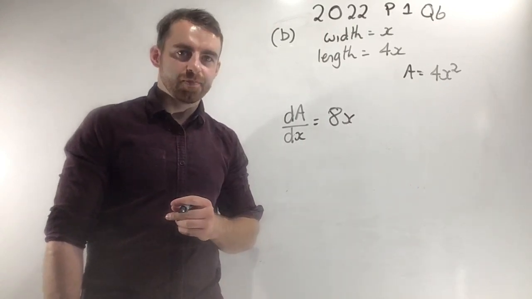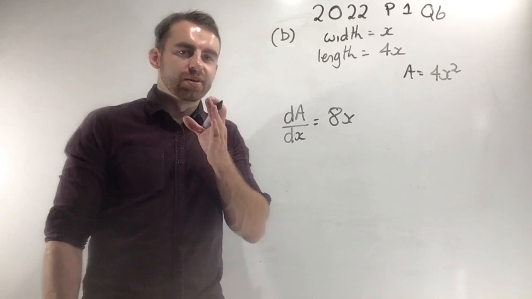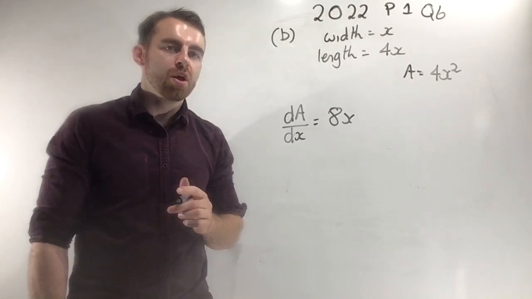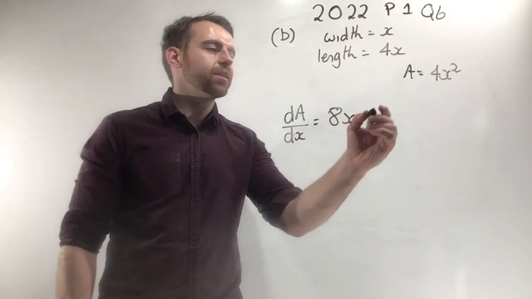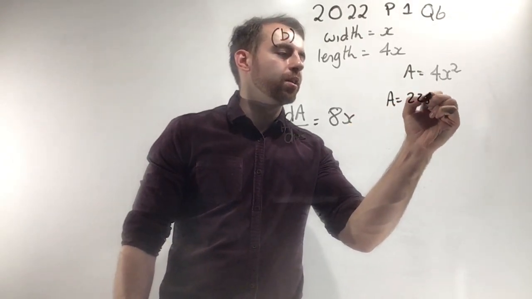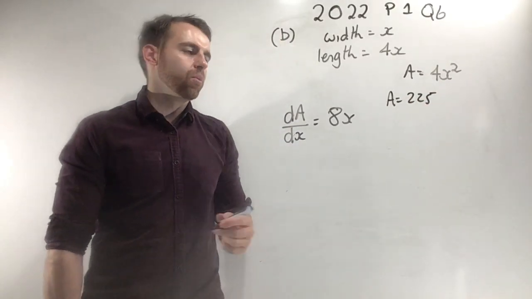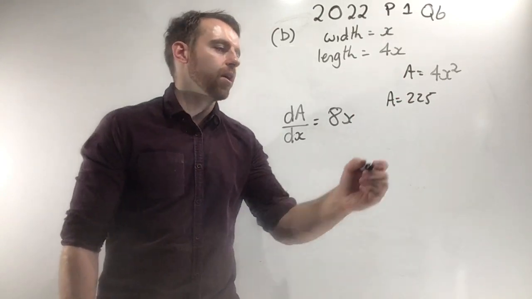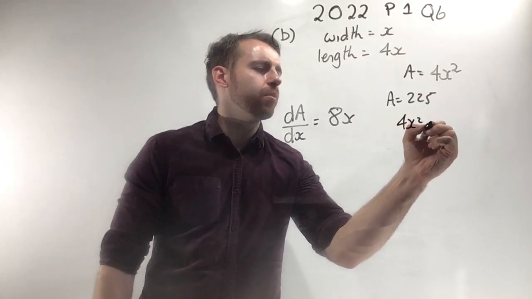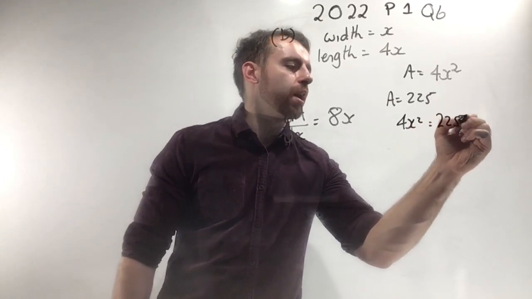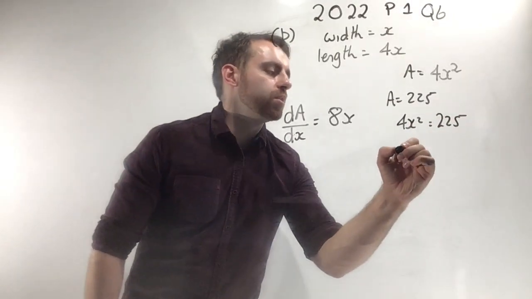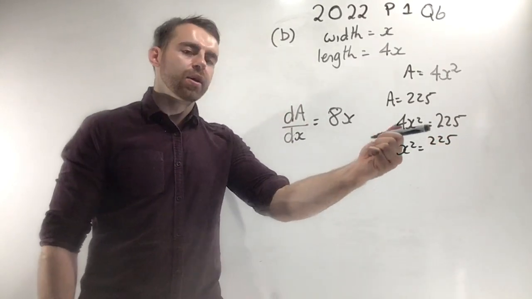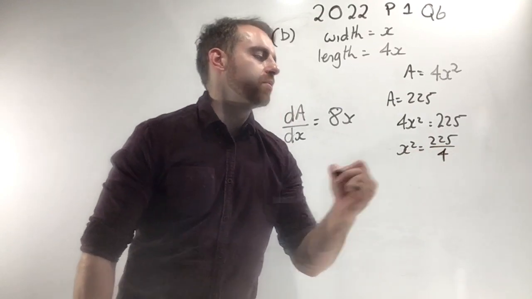Well, we're trying to work this out at a specific value, when the area has a specific value. We're told we want to find dA/dx when the area is equal to 225 centimeters squared. So obviously I want to work out what is the corresponding x value when the area is 225. So that means I'm going to let the area, which is 4x squared, equal 225. And then what we're going to do is divide both sides by 4. So x squared is equal to 225 divided by 4.